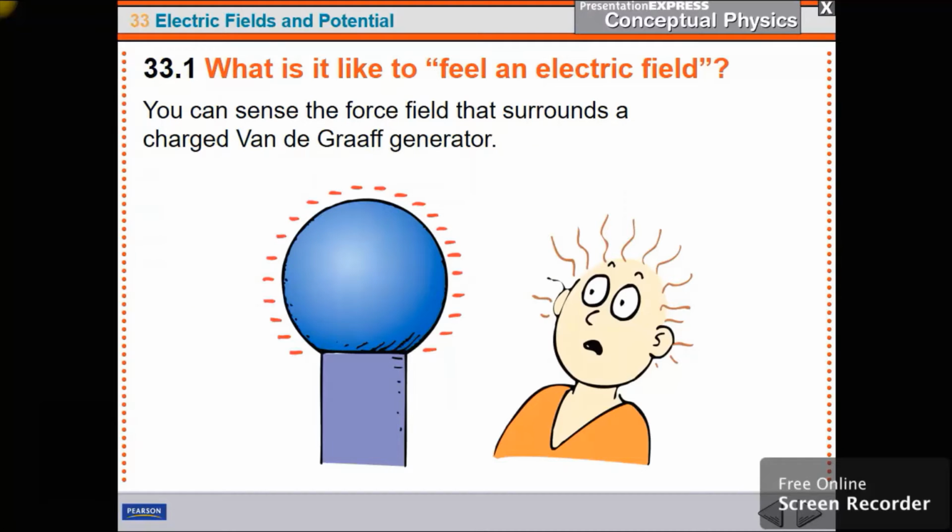What is it like to feel an electric field? You can sense the force field that surrounds a charged Van de Graaff generator. And oh my gosh, I wish you could be in the classroom, because that is a fun little display. To charge up the generator, which looks like a big metal ball there in the picture. And if you're standing just a foot away from it, you can feel the charge in the air. Your hair stands up and you feel the charge.